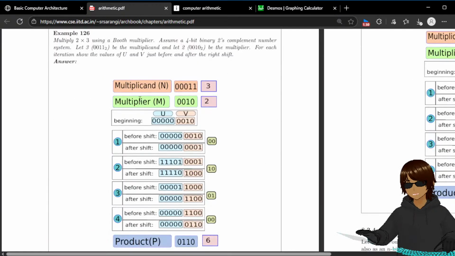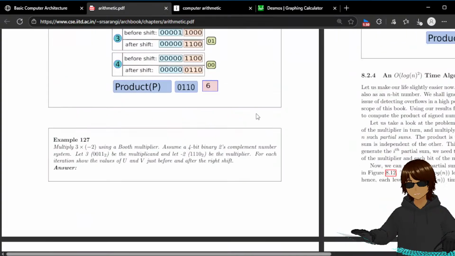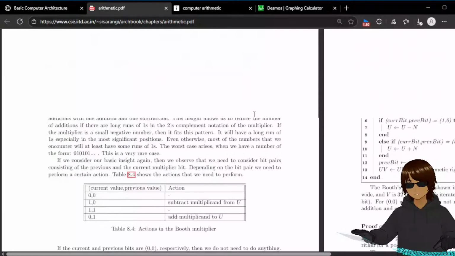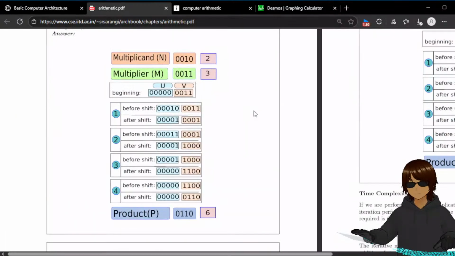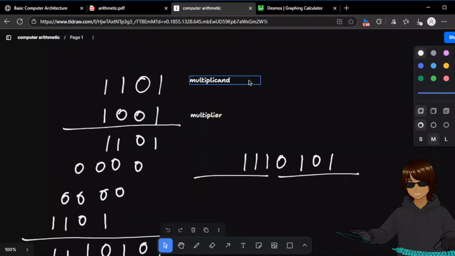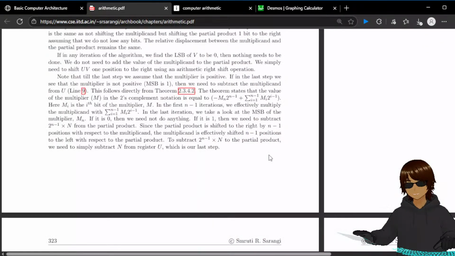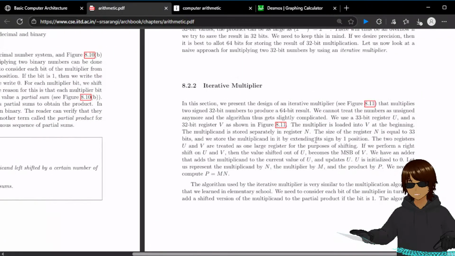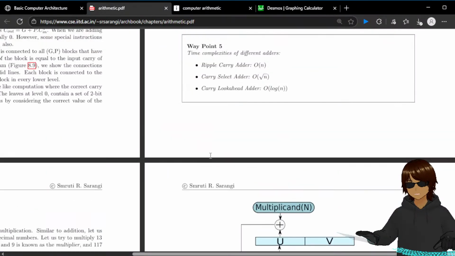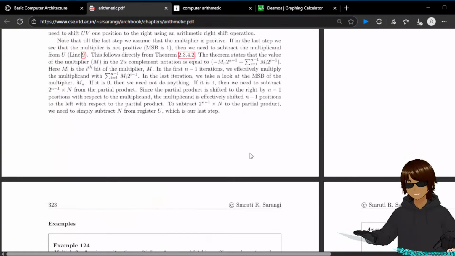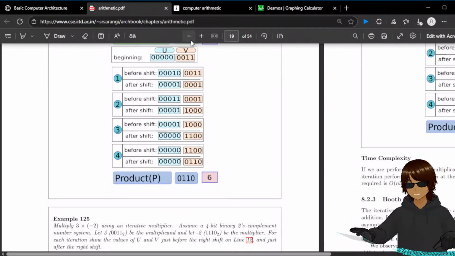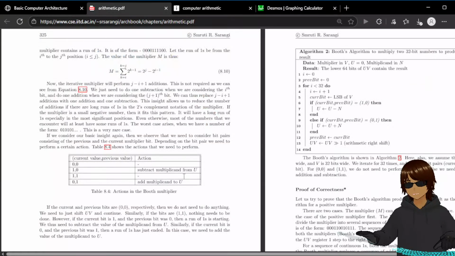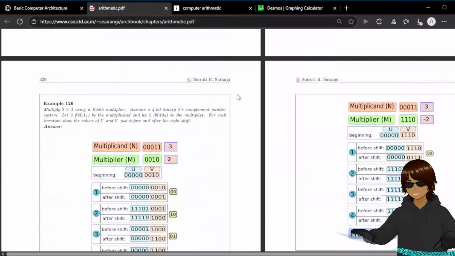So last time I learned about multiplying integers. The last algorithm we talked about, I forgot the name. What was it? Yeah, I discussed it over here in the last stream. Iterative multiplier, is that what it's called? Wait, let me see. Booth multiplier. I think this is it, yeah. Booth multiplier.